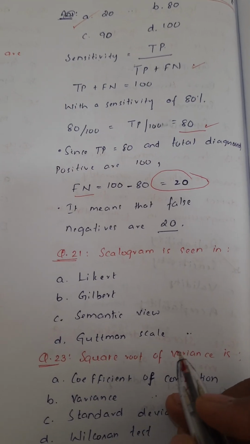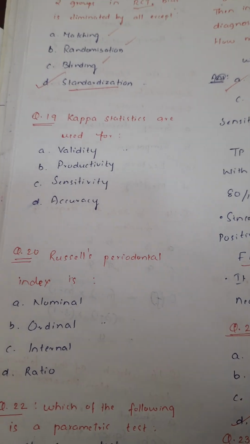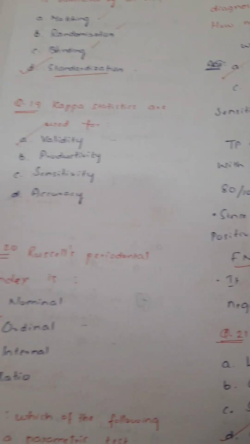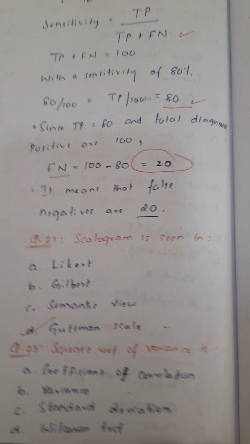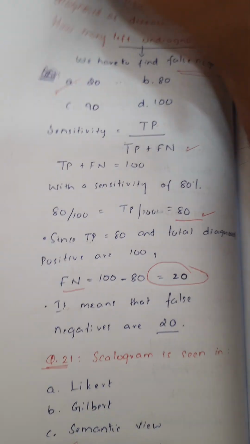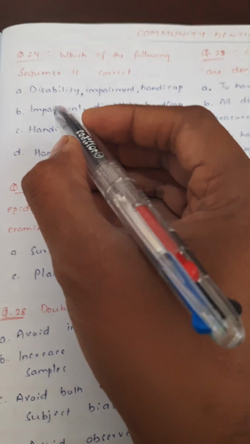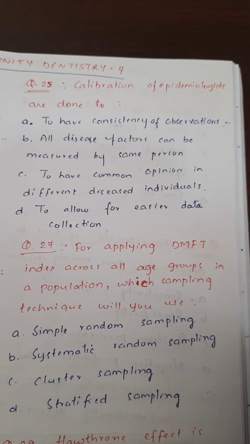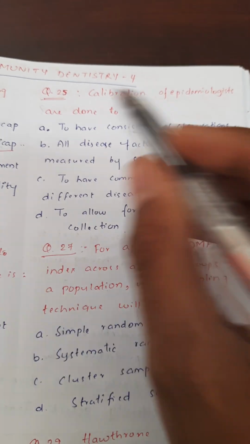So scaleogram is seen in Guttman scale, and kappa statistics are used for validity, and Russell's periodontal index is ordinal type. And which of the following is a parametric test? It is student t-test, and square root of variance is variance itself. And then which of the following sequence is correct? If you see, impairment followed by disability and handicap is the correct. And calibration of epidemiologists are done too. Why calibration is done is to have consistency of observations.